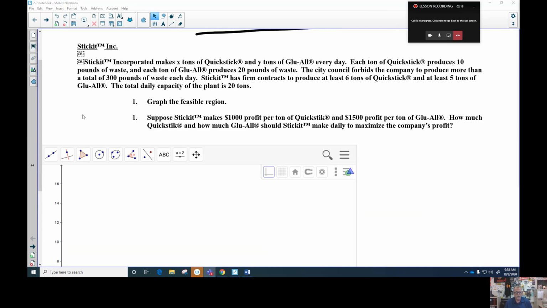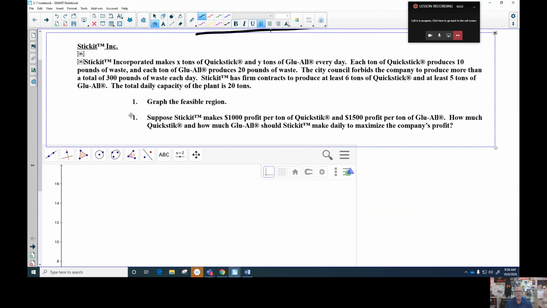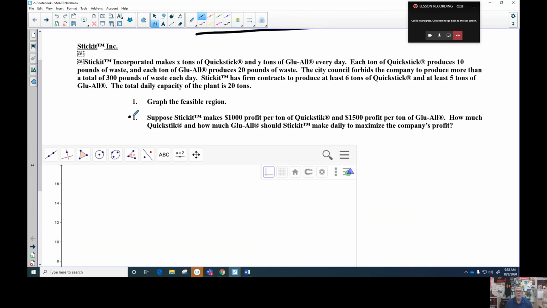And the first thing it asks us to do, and I don't know why this is 1 and 1, it should be 1 and 2. No, this should be a 2. Sorry. Graph the feasible region. All right, when we talk about the feasible region, like I said, that's the polygonal convex set. In order to have a polygonal convex set or a set of solutions, we need a set of inequalities.